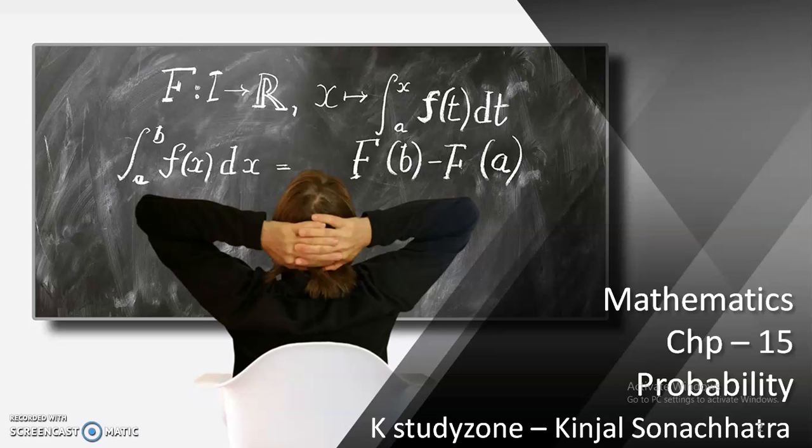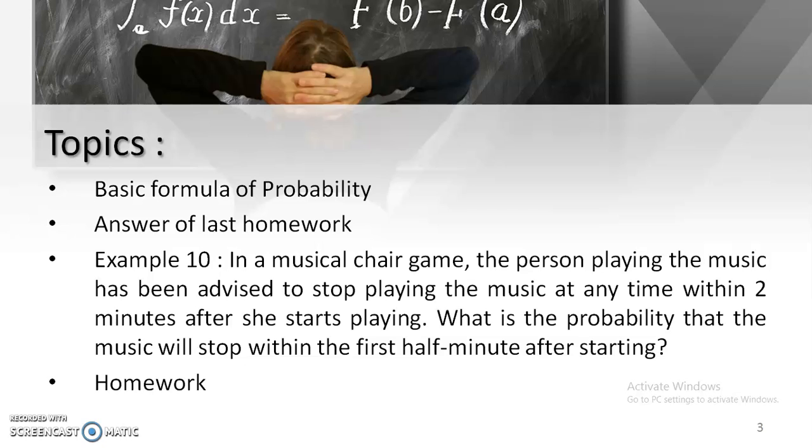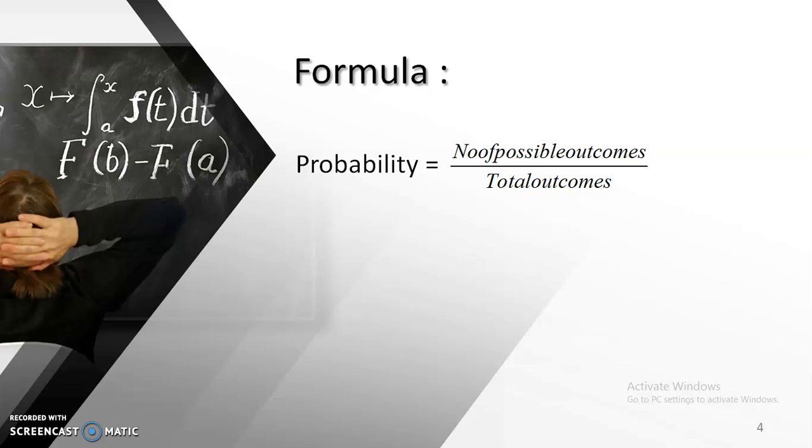This is the 16th tutorial of probability, chapter 15 of standard 10th. In the last session, we discussed example 9 and in this session, we will discuss example 10. So, don't waste time, go to the session. Today's topics are the basic formula of probability, the answer of the last homework, example 10 from your textbook and obviously homework. Starting with the first, it's the basic formula. Probability equals number of possible outcomes divided by total outcomes, which is already known.